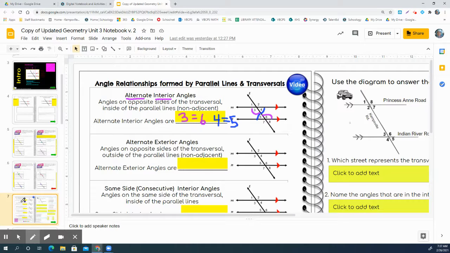So what would alternate exterior look like? And you should be able to just type in those yellow boxes. So if alternate interior are 3 and 6 and 4 and 5, what about alternate exterior? 2 and 7 for certain. 2 and 7. So we can write 2 equals 7. And somebody said another one, I just didn't hear it. Absolutely. 1 and 8. So 1 equals 8. Okay.